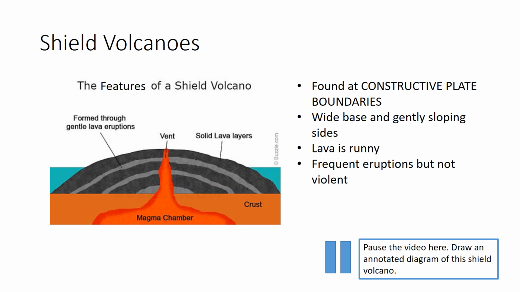Shield volcanoes have a wide base and gently sloping sides. The lava for these volcanoes is really runny and flows a very long way. It's also basic. That's the opposite of acidic. They can be frequent in terms of eruptions, but they're not very violent. And did you know that Mauna Loa in Hawaii was formed in this way?